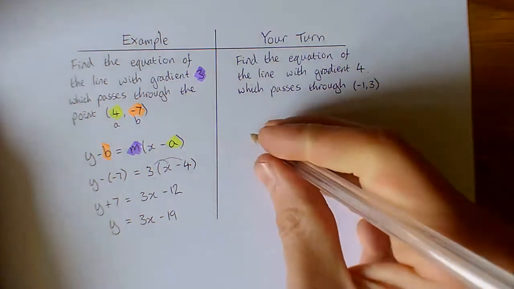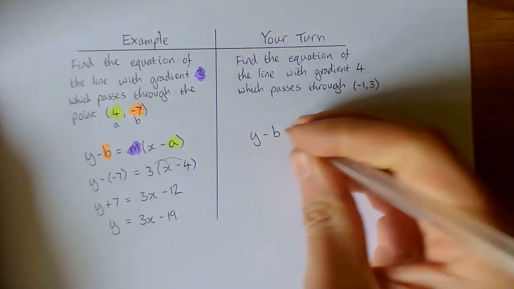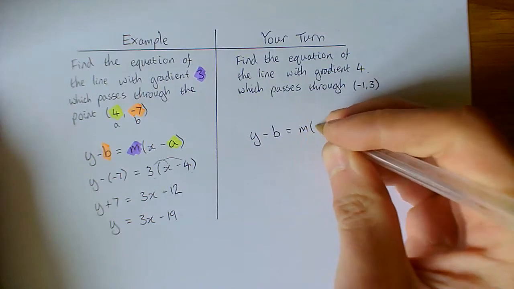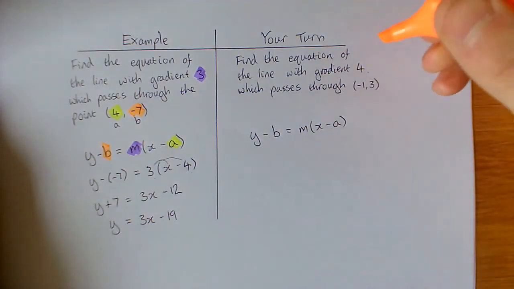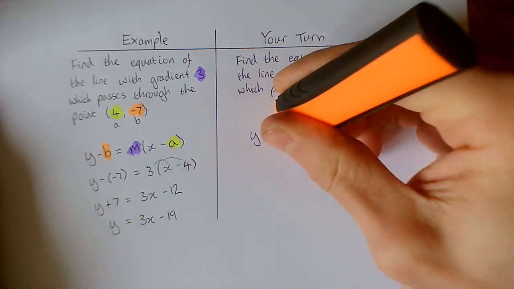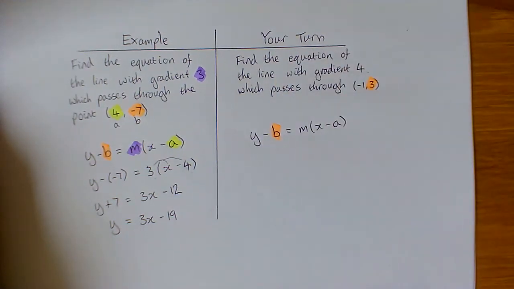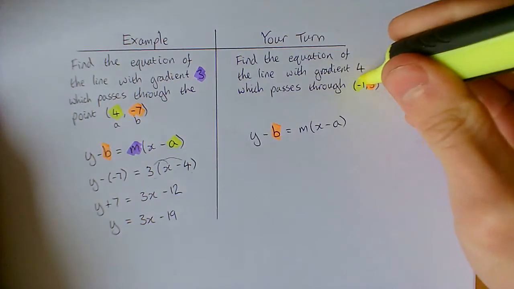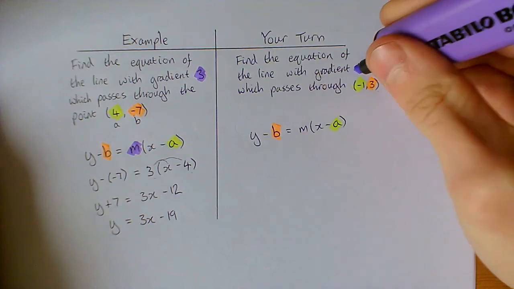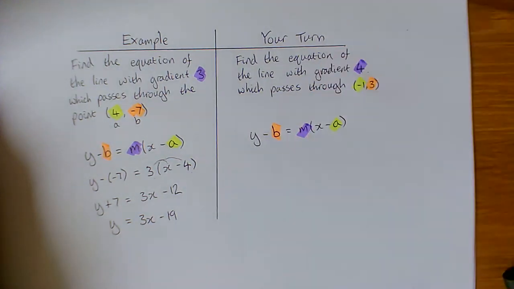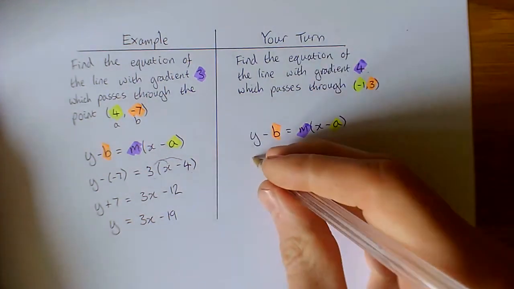Super, so hopefully you've had a go at that. Very first step, write down the formula. Second thing we need to do is just identify all those key things. So our value for b is our y coordinate of our point. The value for a is our x coordinate for the point. And our gradient is our m. So put all that information in.